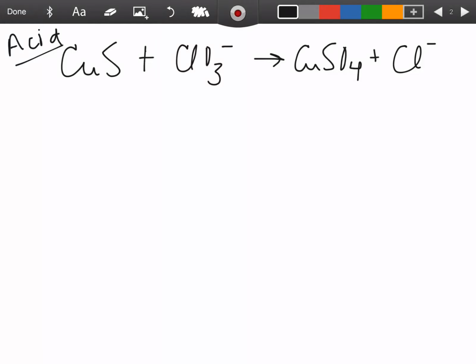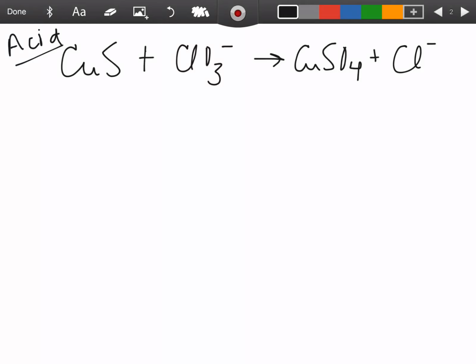Reaction that we need to balance in an acid. And again, one of the first things I would like to do is to take a look at the oxidation states of each of the elements. So we take a look at the first one, the sulfur and the copper. The sulfur is more electronegative, and so it's the one that should get all the electrons.